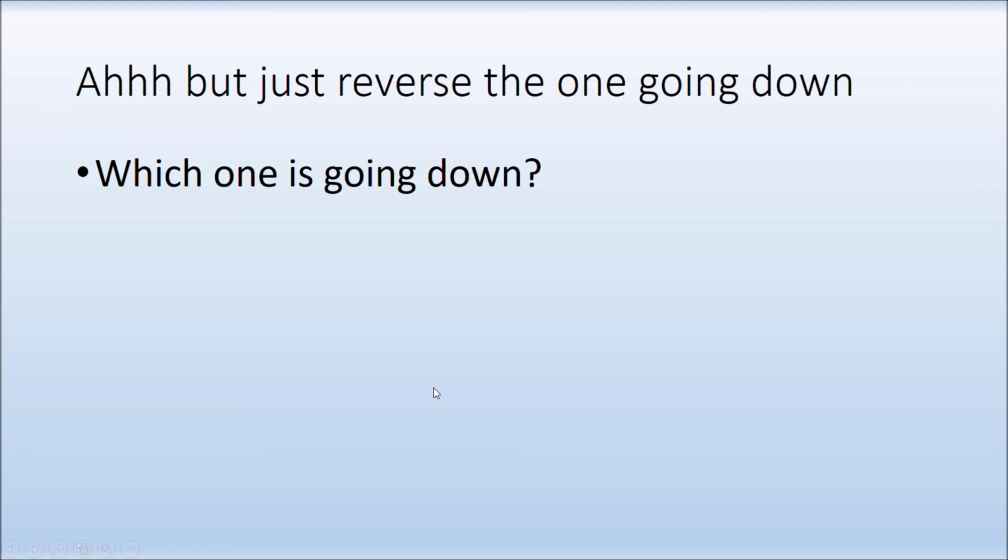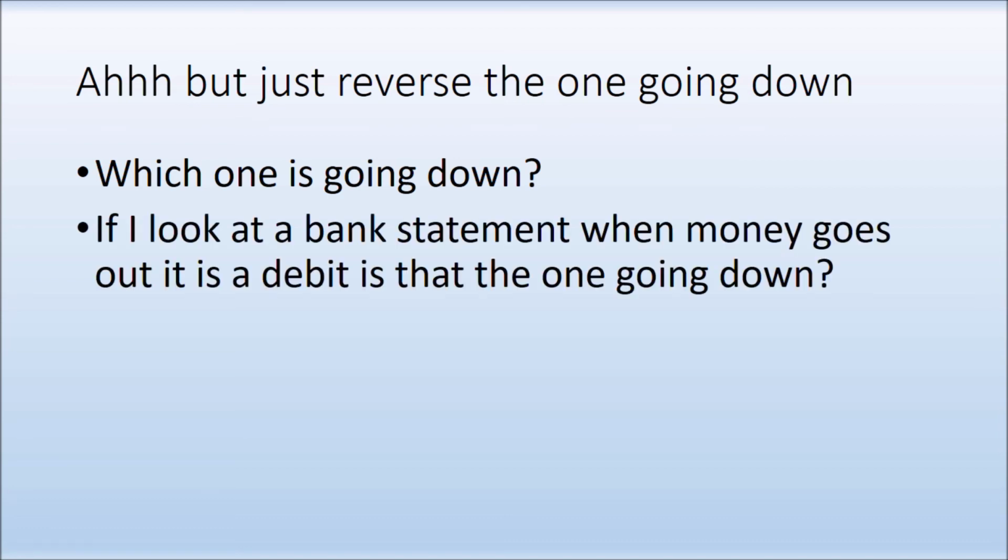The other side, well, just reverse the one going down. Well, which one's going down? I don't quite get it. I'm not understanding what's going on. And if I look at a bank statement, when it goes down, it's a debit. Which one's going down? So it's total nonsense. Basically, there's no saving it. It's just a pile of trash.